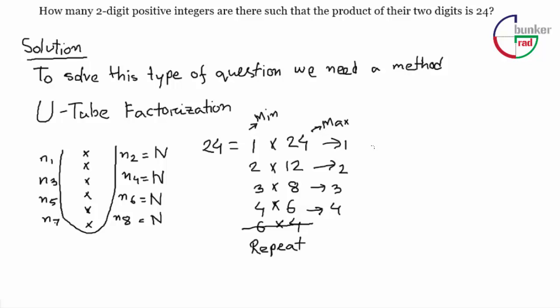and these all values are positive integers. So we have 1, 2, 3 and 4, so the answer is 4. There are 4 two-digit positive integers whose multiplied value becomes 24. Here the answer is 4, and that's our answer.